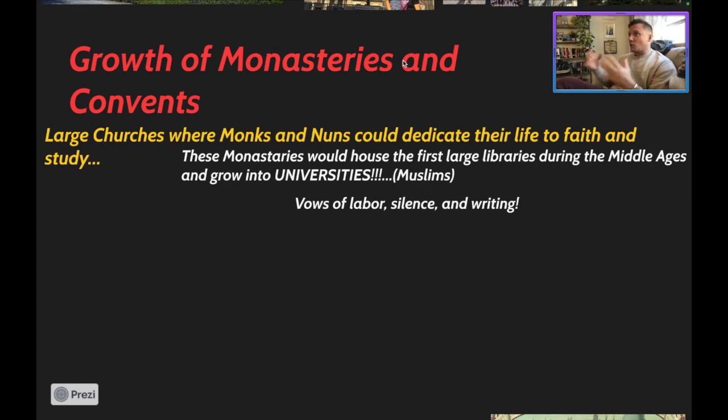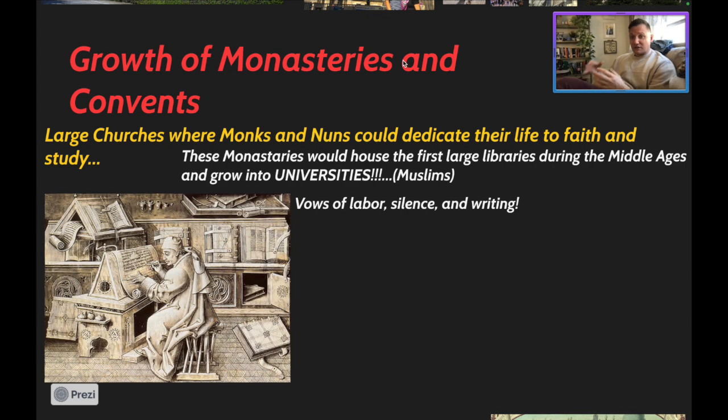So monks and nuns, while working at these monasteries and studying these religious and holy texts, would take really intense vows of labor, where they would work a certain amount of time during the day. They would take vows of silence, where they would think introspectively and not speak to anyone, and they would pray throughout the day. And then also they would take vows of writing, as another form of their labor.